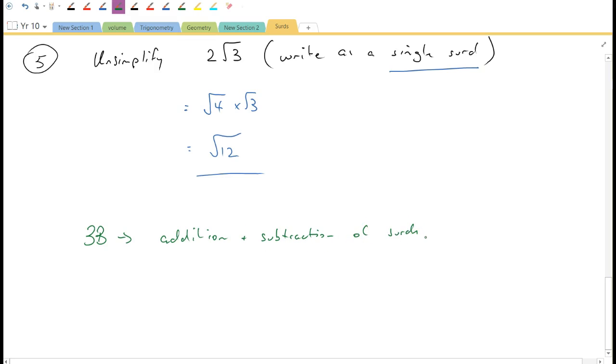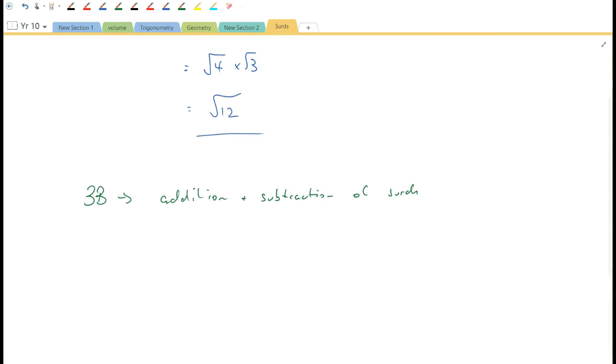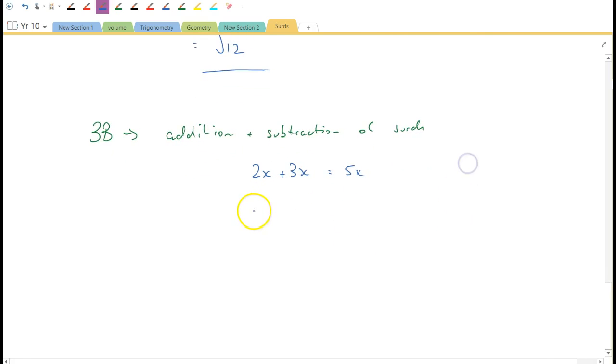And while I'm talking to you, what that will involve, just like with algebra, when you're looking for like terms, 2x plus 3x is 5x. With surds, we add like surds. So 2 root 2 plus 3 root 2 is 5 root 2. See, my like terms here were x and x, so we just count it up. 2 plus 3 is 5. My like surds here are root 2, so I count them up. 2 plus 3 is 5 root 2.